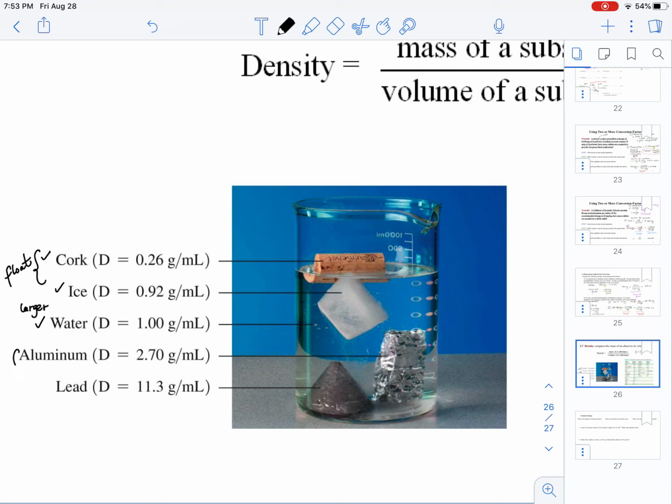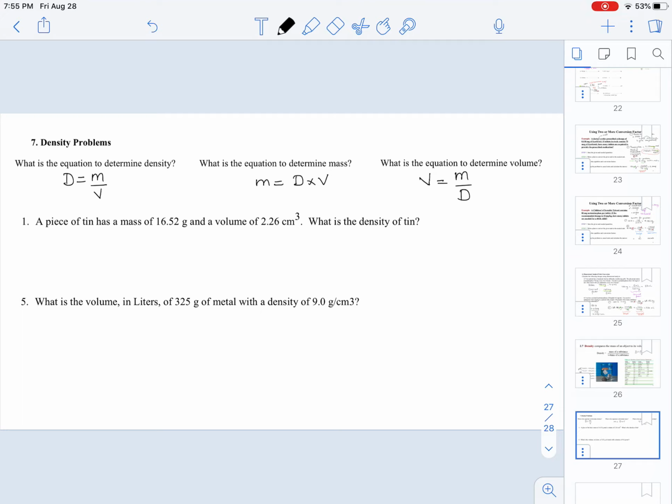Utilizing algebra, we can separate the different terms. Given the first equation, what is the equation to determine mass? Mass is density multiplied by volume. Again, given the first equation, we can solve for volume, which states that volume equals mass over density. When it comes to quizzes and exams, you need to be familiar with all 3 equations. Let's now move on to problems.